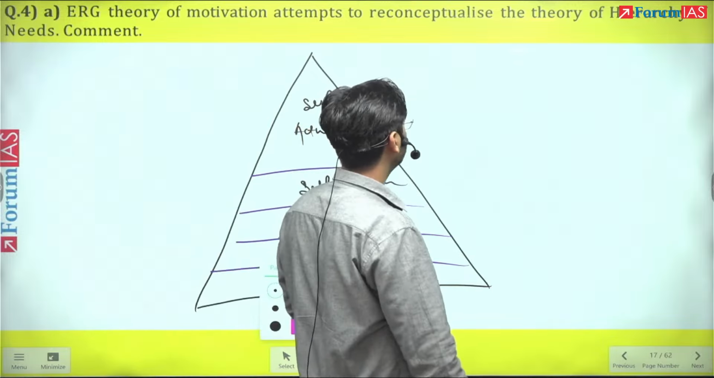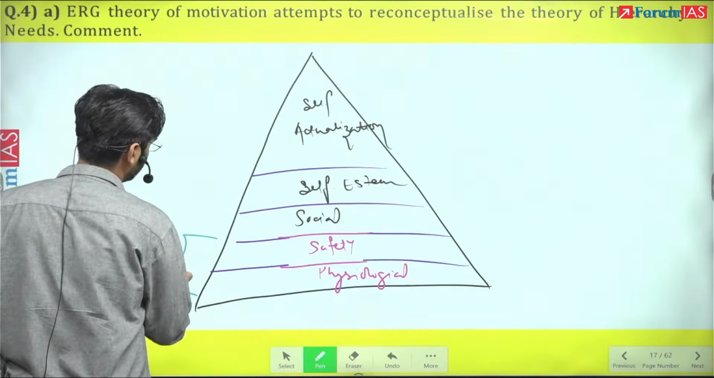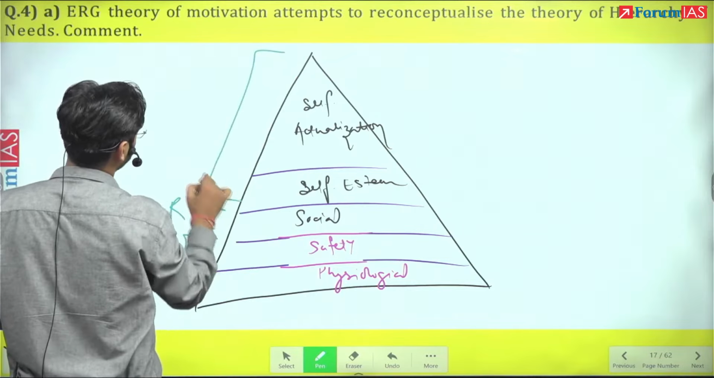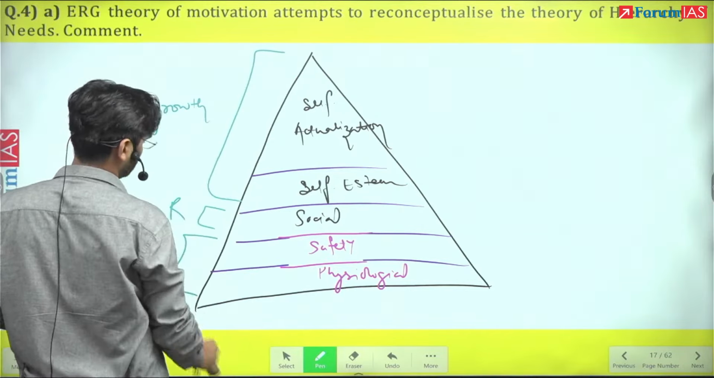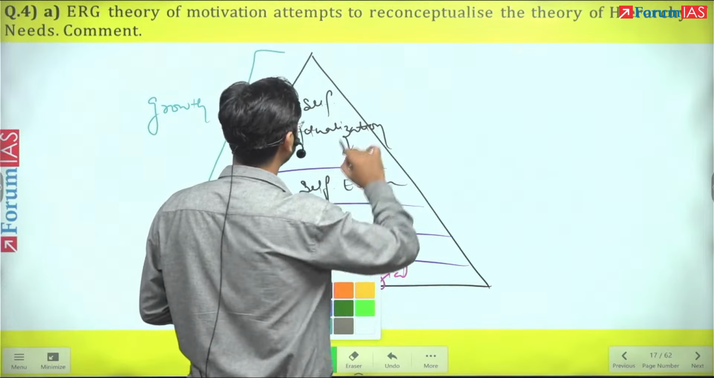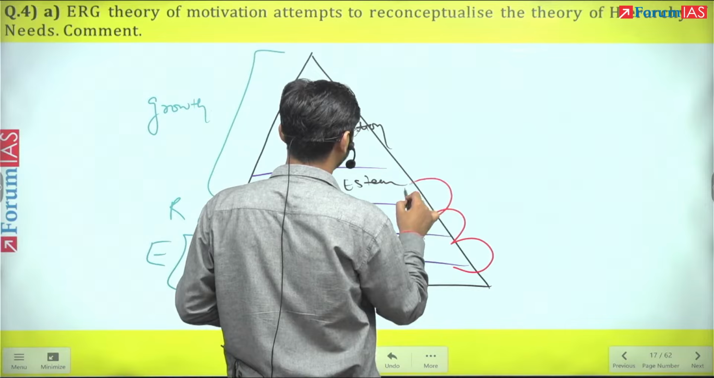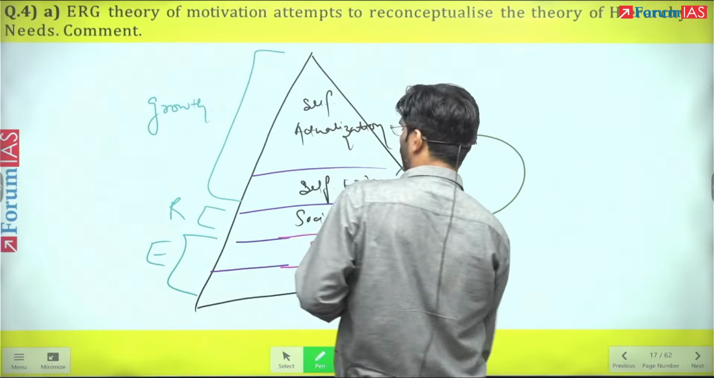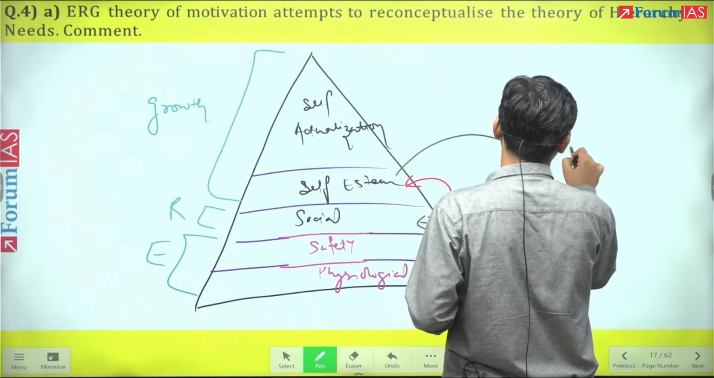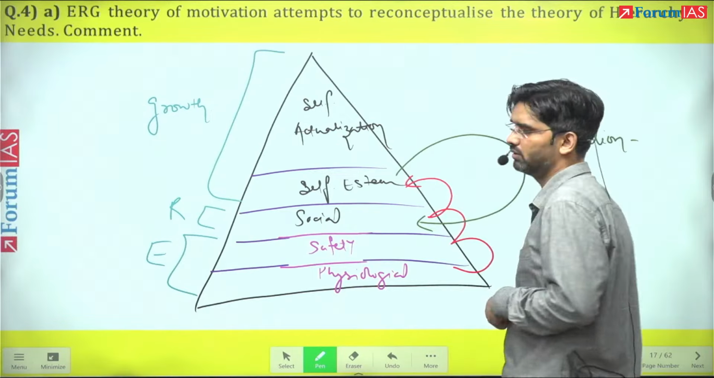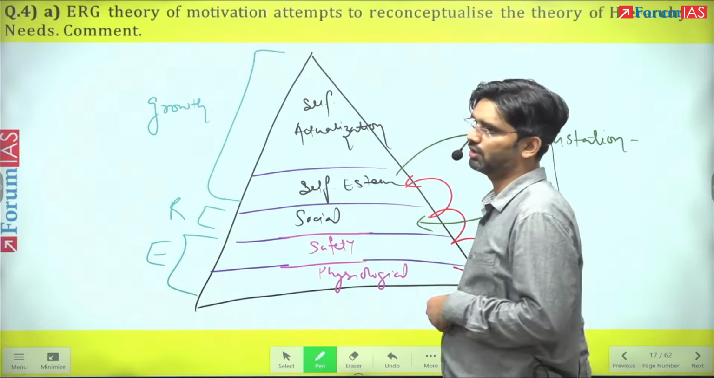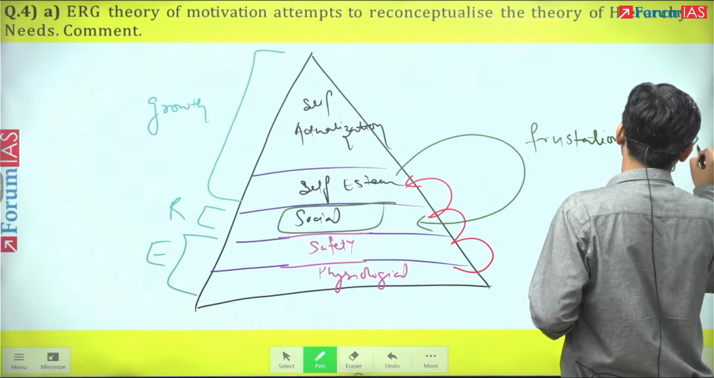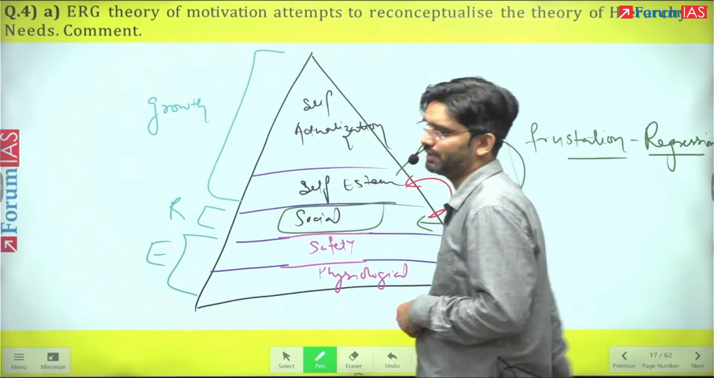Now, ERG theory, or Alderfer, argues that these are relatedness, existence, and growth needs. And he argues that if a person starts from here and, let us say, wants to achieve the self-esteem need and is not able to achieve that, then this will lead to frustration, and he will come back to a lower need, and that need will become the most important for him. That is called the frustration-regression factor.